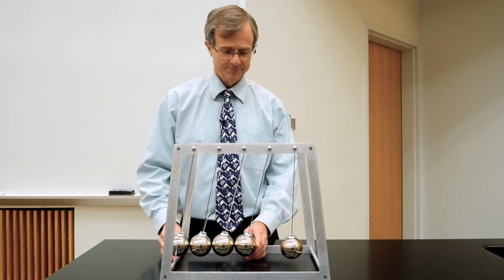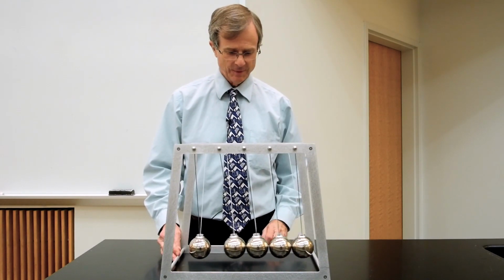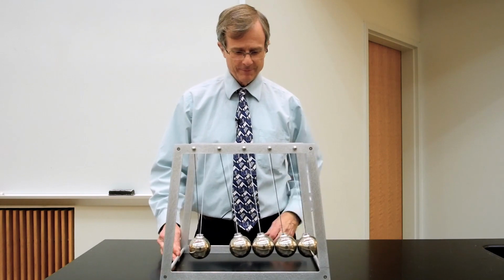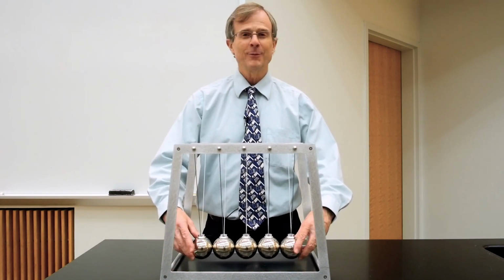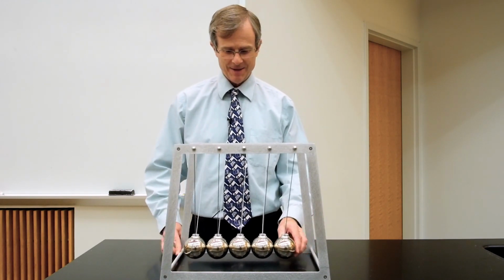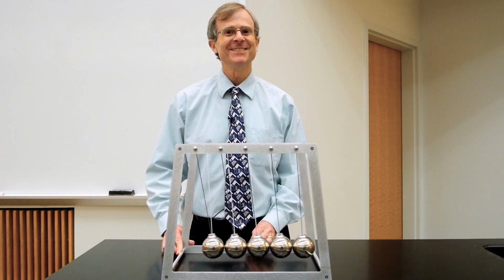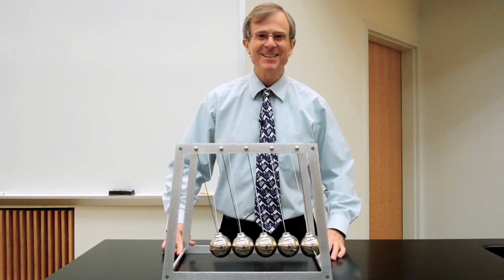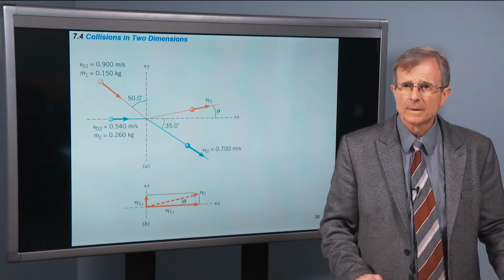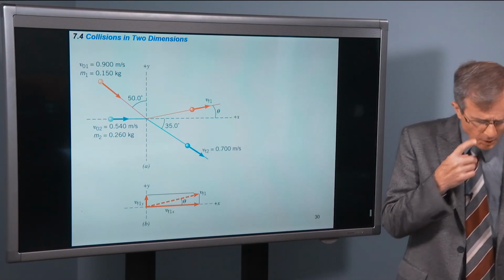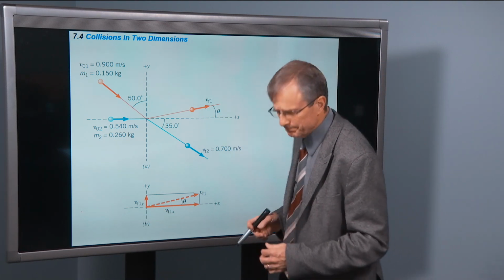Four balls? Four down, four up. And now for the magic trick of the whole day, five balls. Five down, five up. That's Newton's cradle.